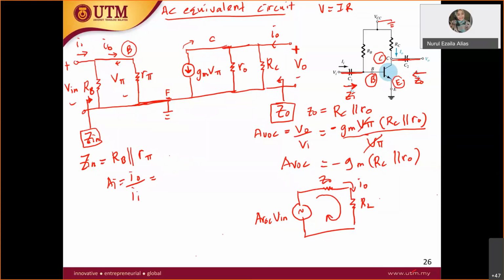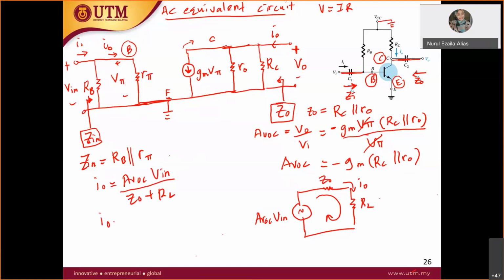Okay, so for this case, I out is equal to the AVOC V in over Z out plus RL. It's like the KVL loop there, okay? Same thing. So now, what is V in?